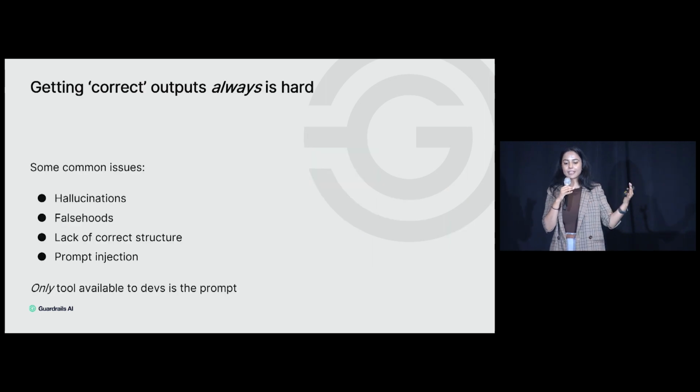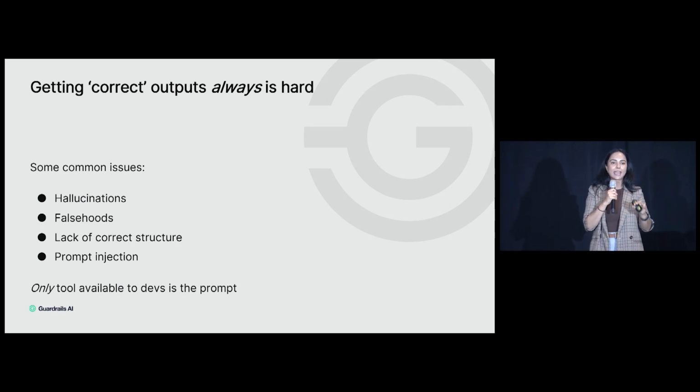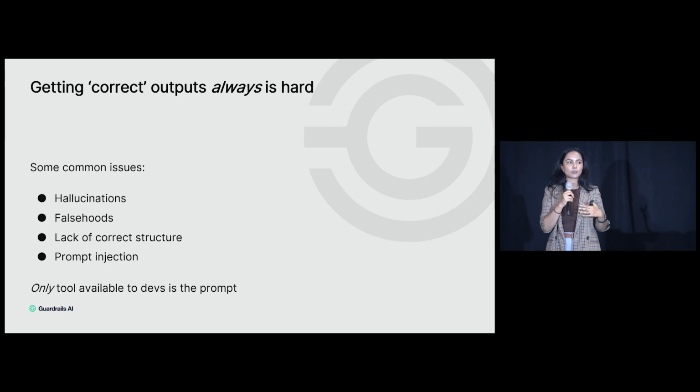If I were to summarize this problem into one statement, it would be that getting correct outputs always is hard. Some common issues that you end up seeing are hallucinations, where the LLM, or large language model, makes up responses just because it's a next token prediction engine. There's falsehoods, where it contradicts the data or the prompt that you typically send it.